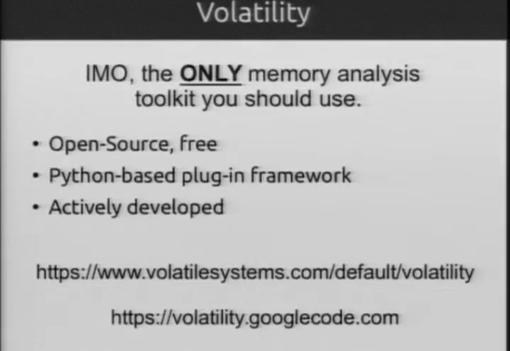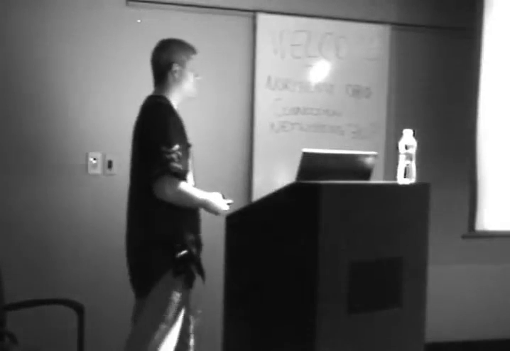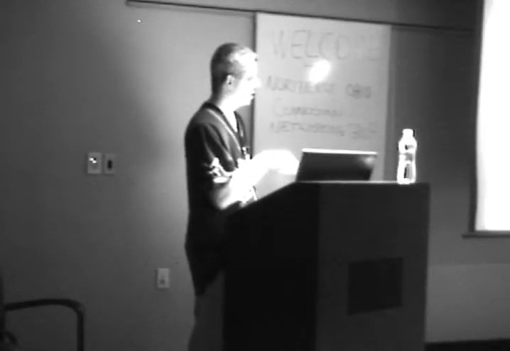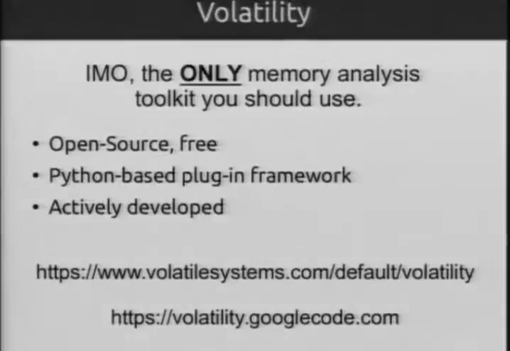But it is very actively developed. In fact, in 2 or 3 weeks, they are having their second user conference. And it's just a whole day. They're actually having pre-conference training on how to develop in Volatility, how to develop your own plugins, how to do analysis, and then a whole day of talks. So it's still very, very actively developed. This is the URL for it, volatilesystems.com, or their Google code repository is volatility.googlecode.com. If you don't write those down, just Google memory analysis and Volatility, and it'll be the first hit that comes up.